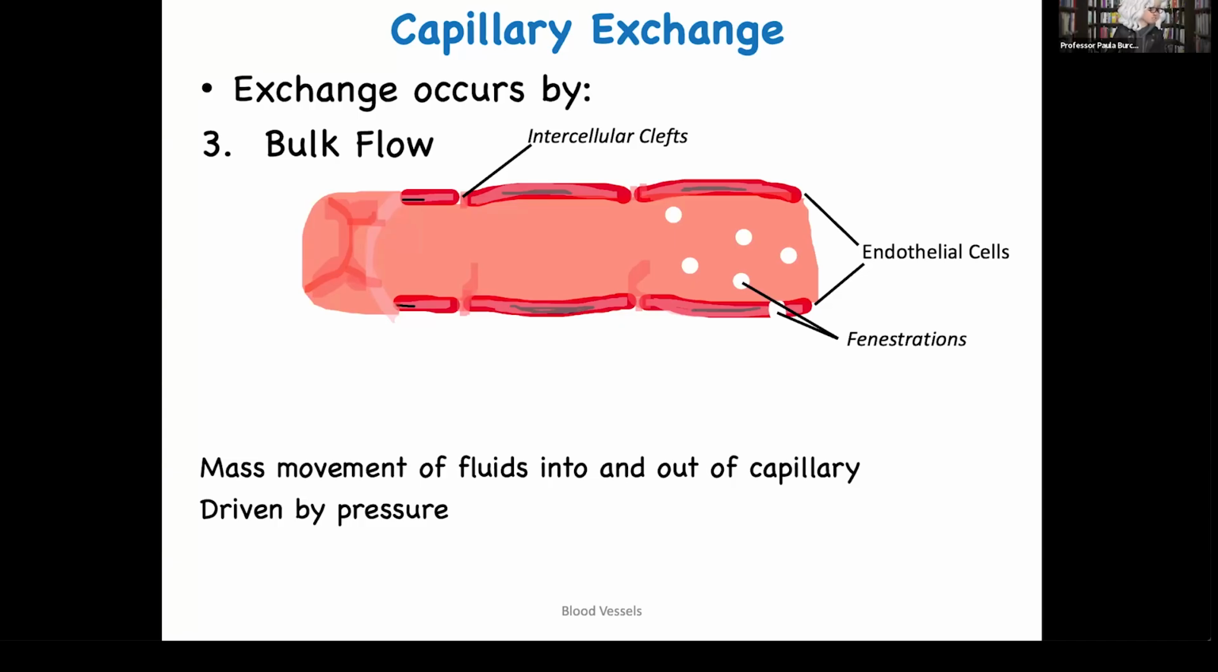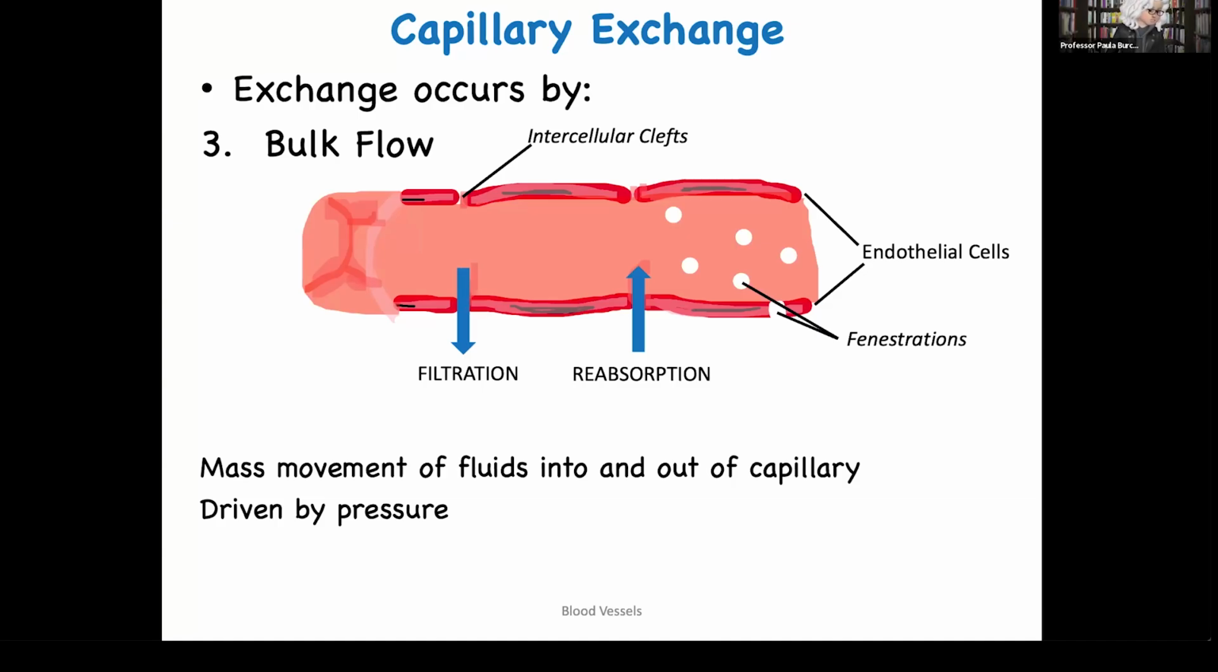Bulk flow occurs by two mechanisms: filtration. In filtration, the movement of plasma is from the capillary into the interstitial fluid. Reabsorption is the opposite. This is the movement of interstitial fluid back into the capillary. So what was filtered is returned back to the blood.